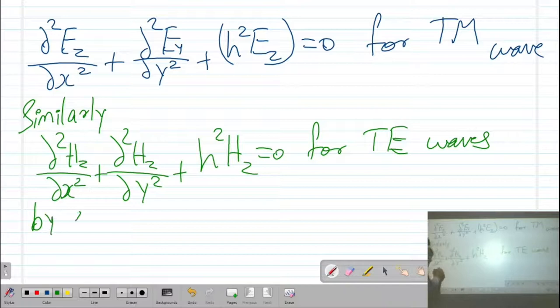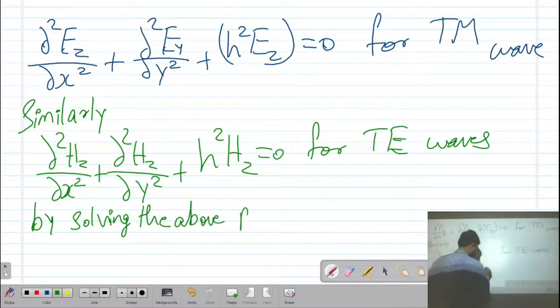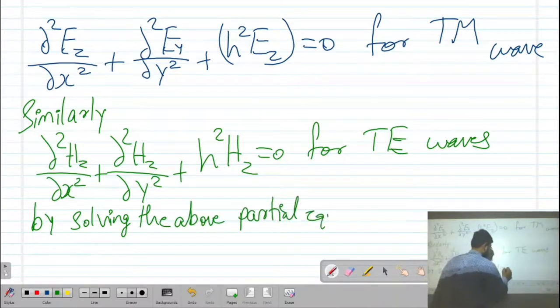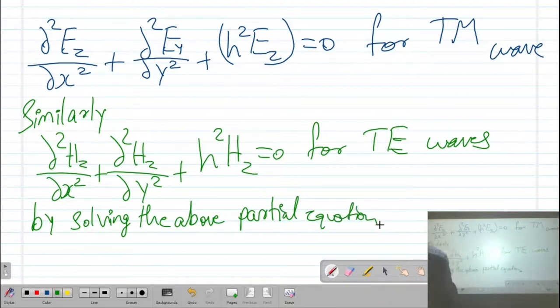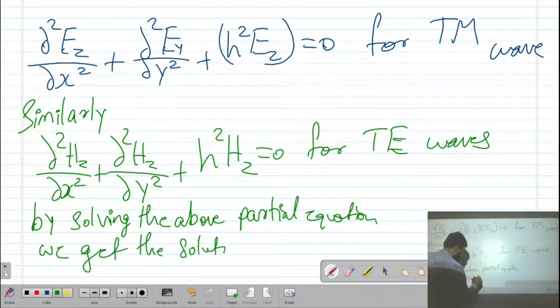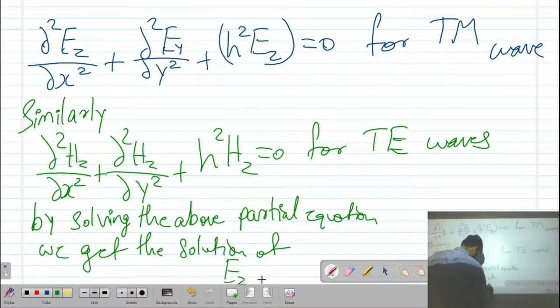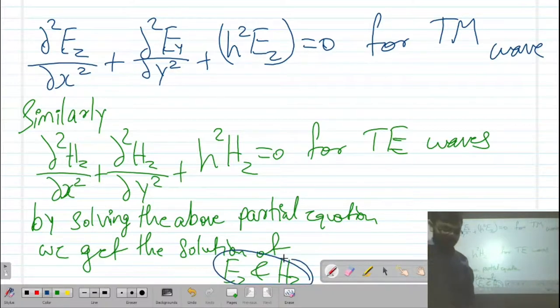Now, by solving the above partial differential equation, we will get the solution of E of Z and H of Z, meaning the Z component of the electric field and the Z component of the magnetic field, right? Now over here we will use some of Maxwell's equations.